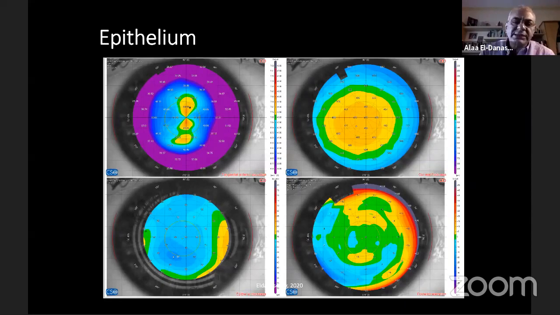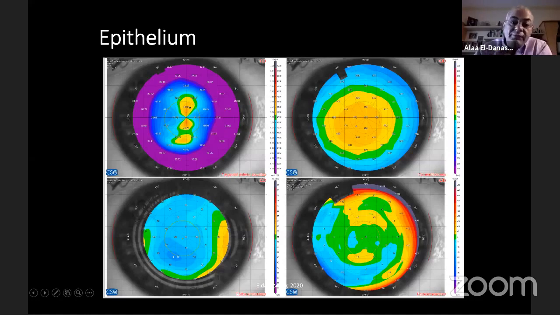And in some cases, it draws your attention, like in this case, for example, where the anterior topography is kind of normal, the posterior topography is normal, but you have a thinning on the epithelial map. And the other eye of this patient shows a definite keratoconus. So in this patient, the first sign of ectasia could be detected on the epithelial map.